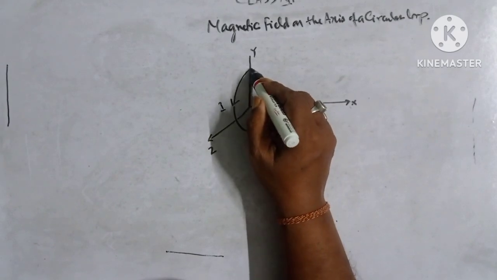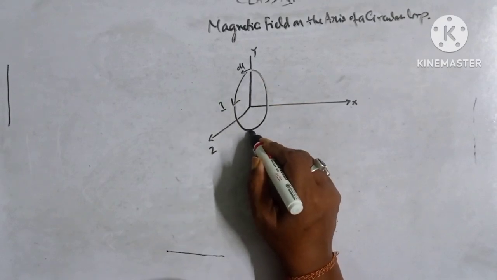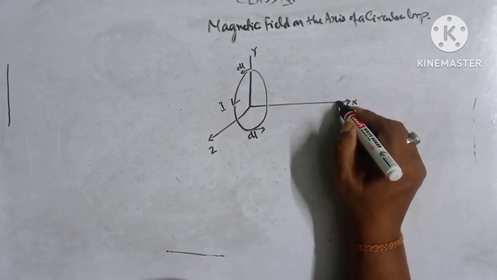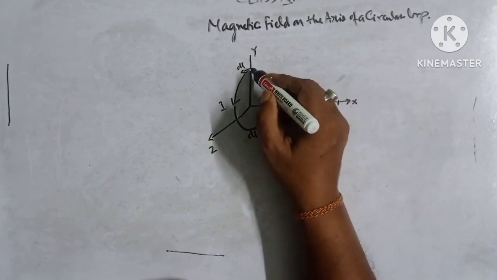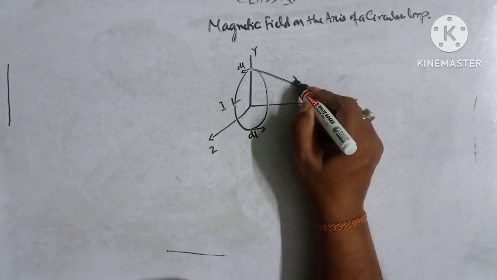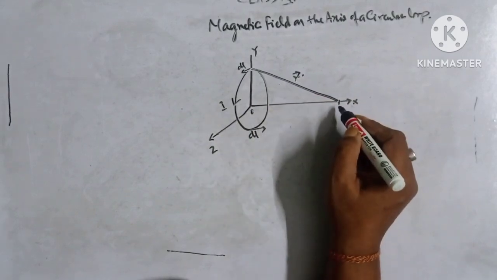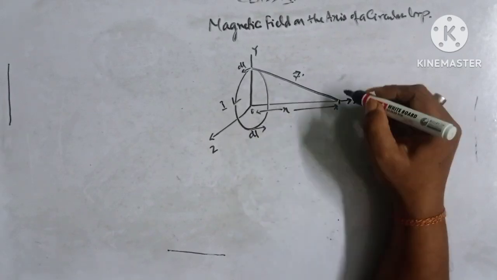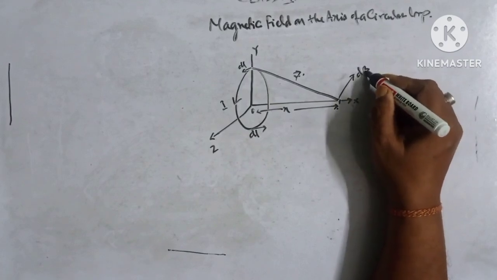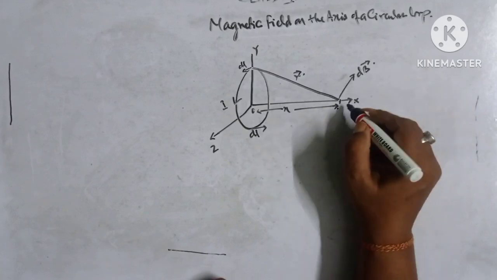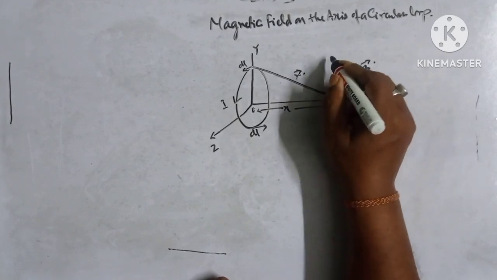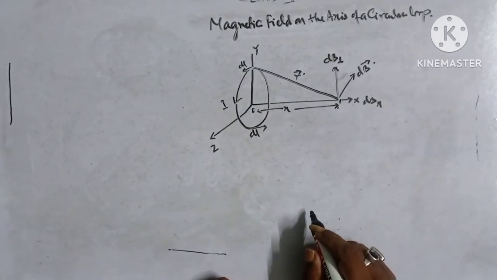Now let us consider a dl element here, and another dl element here. Now we want to know what is the magnetic field at this point, and the displacement vector is your r vector, and from the center of the coil to this point your distance is x. So here there is a magnetic field, say dB. Now it has two components, one along the x-axis, this is dBx, and another that is the perpendicular component, dB perpendicular.